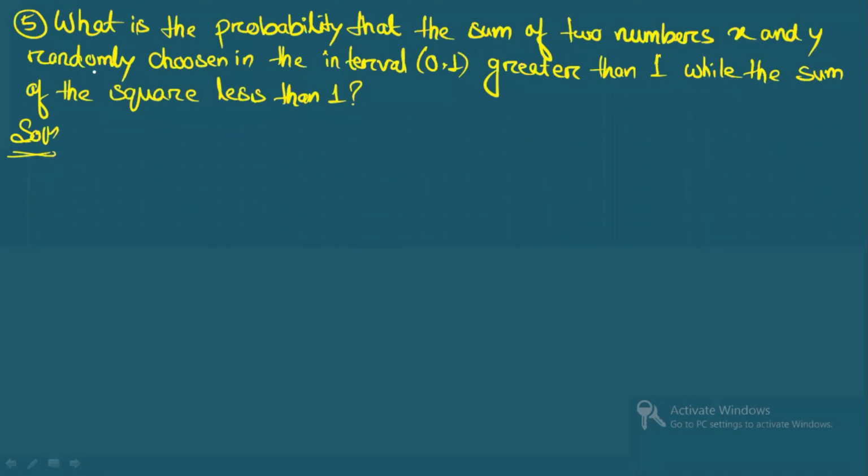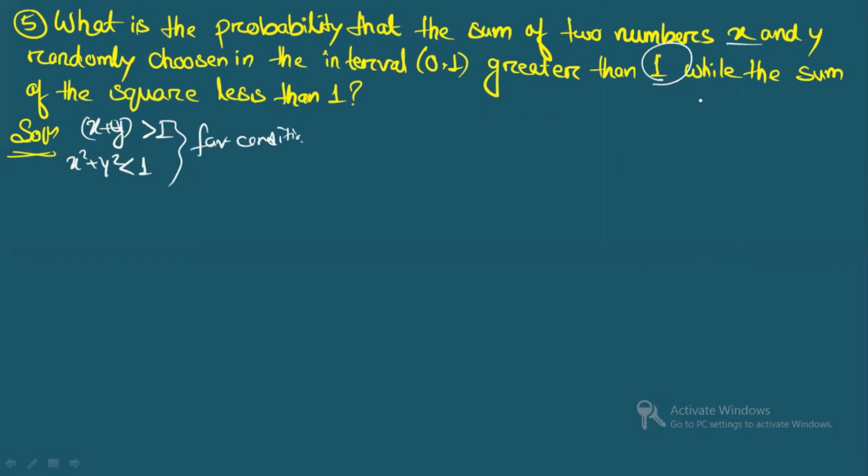So now let's see question number 5. Here it is said to choose values randomly from the interval 0, 1. You have to choose in such a way that x plus y is greater than 1, but x square plus y square is less than 1. This is the given condition. That means it will give you the favorable condition.